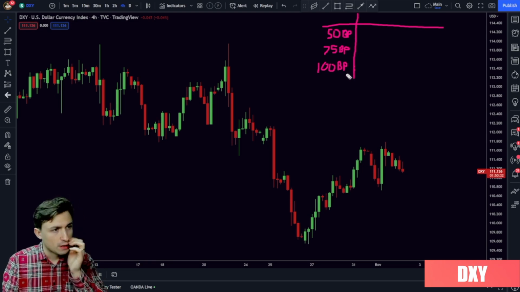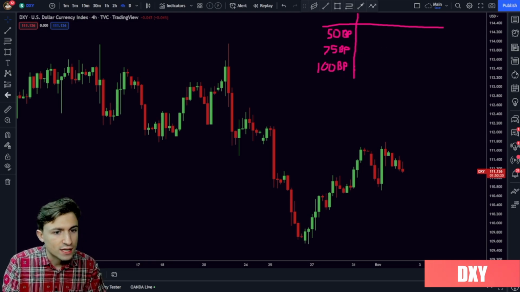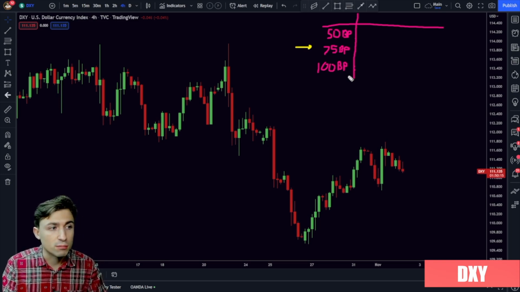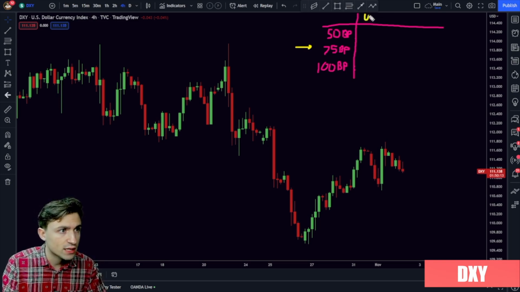Of course, 75 basis points is the expected. The 100 basis points, what is that going to do to the dollar? And what about the 50 basis points? Well, let's go through it. Let's first say that we actually get a 100 basis point rate hike here in the United States. What's that going to do to the dollar specifically? Likely we get a massive push to the upside. This would be very bullish for the US dollar.